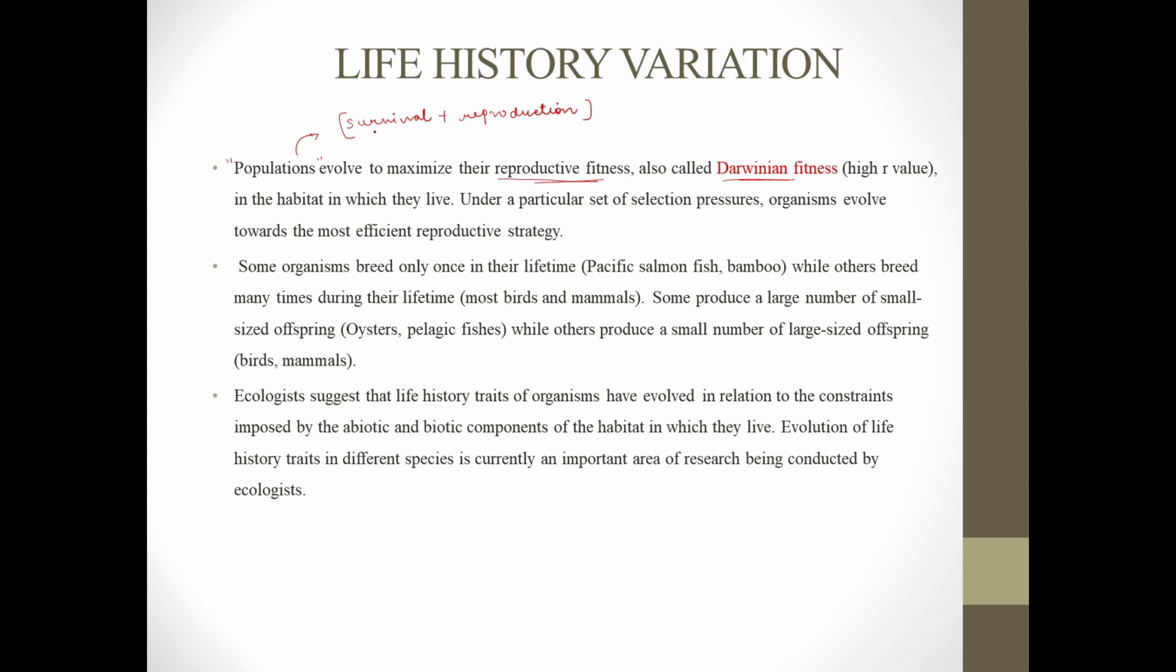Now, some species breed only once in their lifetime. For example, the Pacific salmon fish, which is an anadromous fish, right? And this other example is bamboo. While others breed multiple times during their lifetime, such as birds and mammals. Some organisms produce a large number of small offspring, such as oyster and pelagic fish, whereas others produce a small number of large offspring, that is birds and mammals.